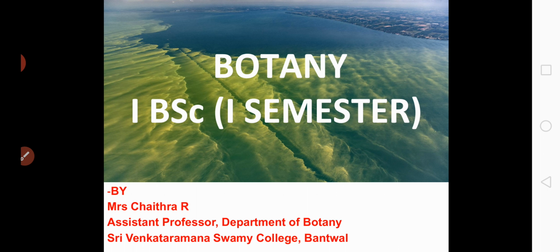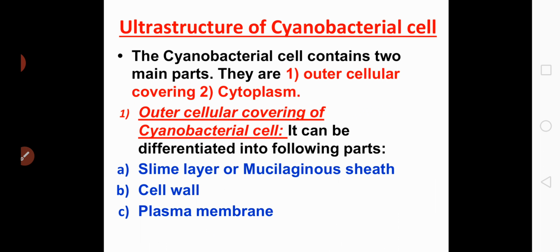So today in this video we are going to study the new topics: ultrastructure of cyanobacterial cell and ultrastructure of heterocyst. Now first let us take the topic ultrastructure of cyanobacterial cell. What do you mean by cyanobacteria? Cyanobacteria are commonly called blue-green algae. So in this video, we are going to study the ultrastructure of the cell of blue-green algae.